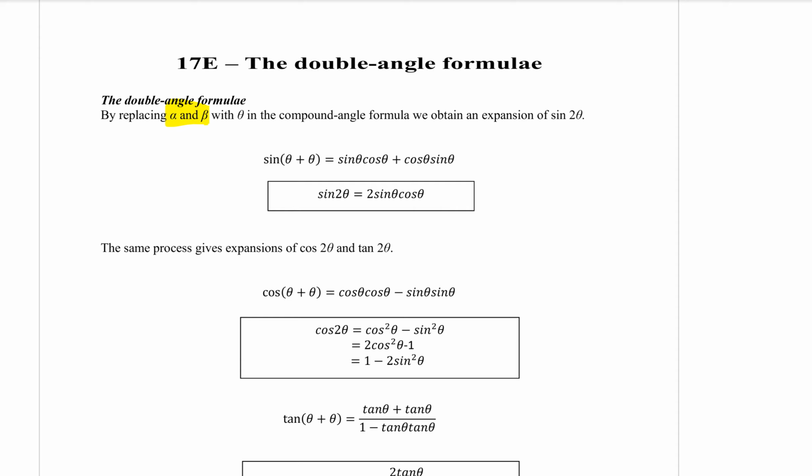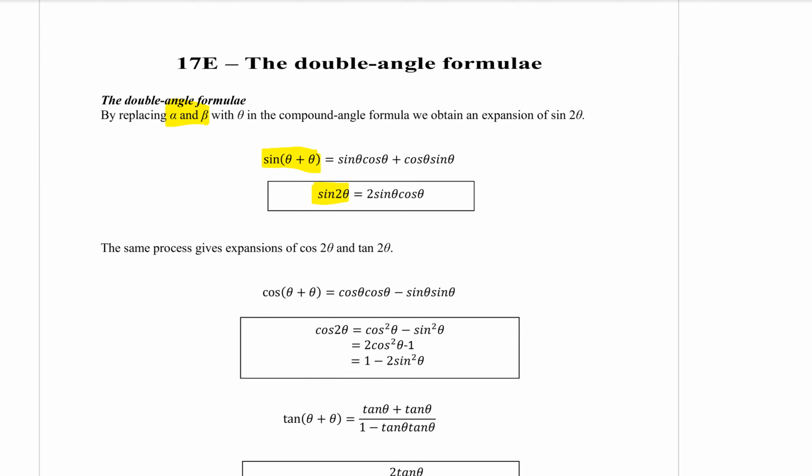Now, if I am trying to find the double angle, sine 2 theta, that's what double angle means. It means I want double of an angle. Sine of 2 theta or cos of 2 theta or tan of 2 theta. They are the double angle formulas that we're trying to derive. Now 2 theta would obviously be theta plus theta.